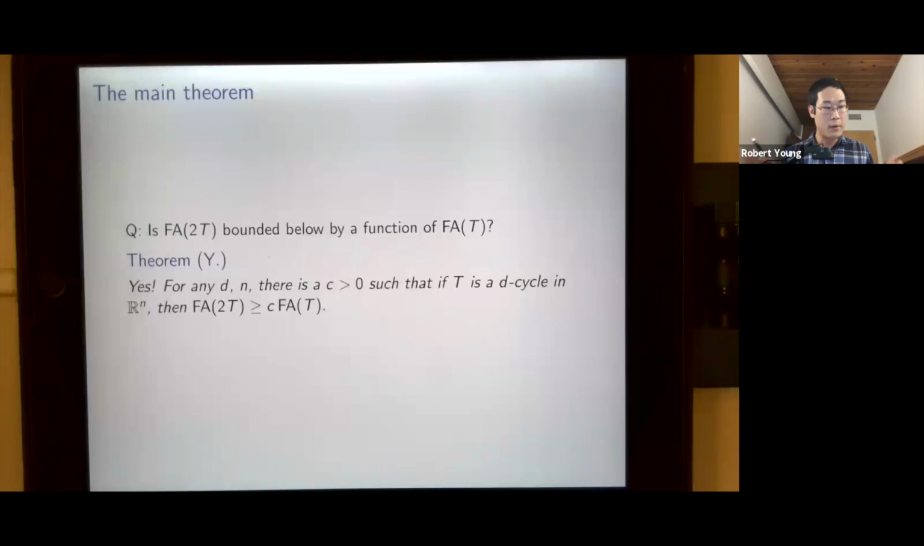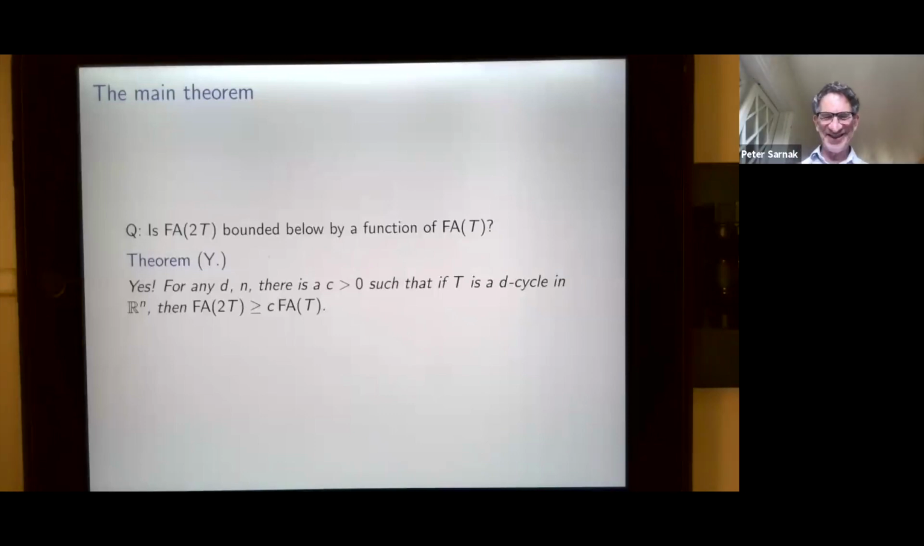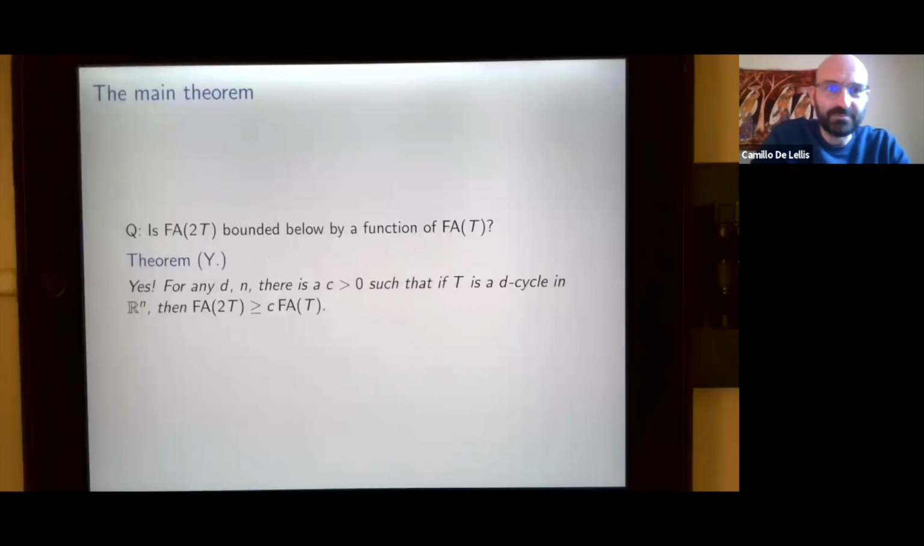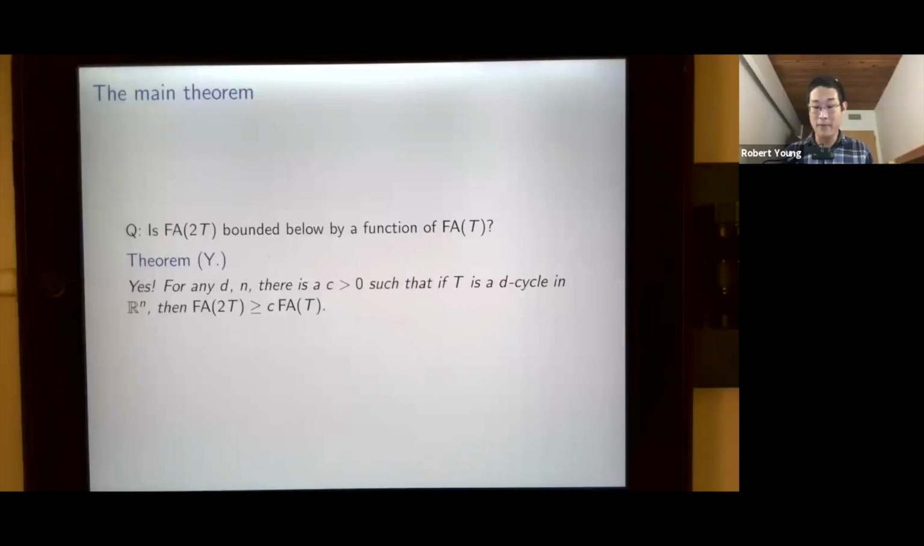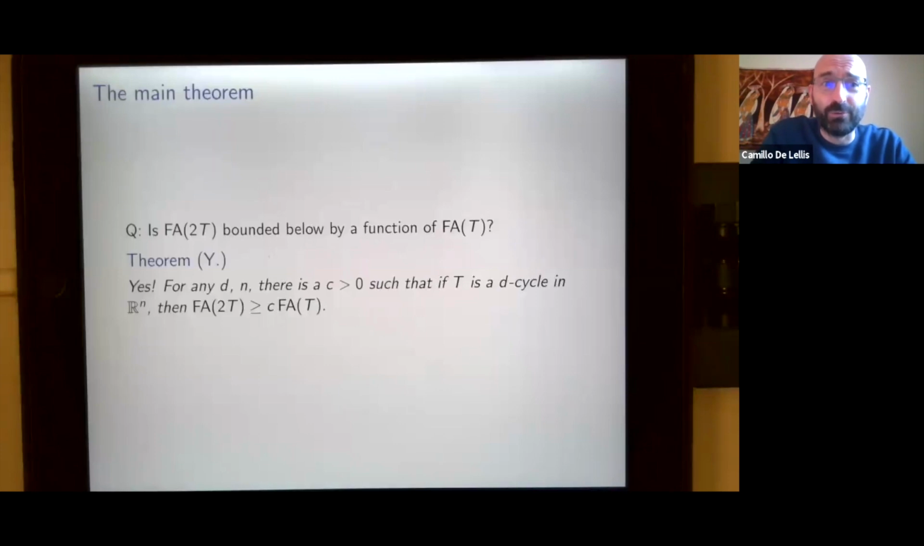So wait a minute, it could be 1, right? It could be, as far as we know, it could be 1, but that's what you would guess, right? Yeah, I mean that's what you would guess, but we have no evidence either way. Totally open.